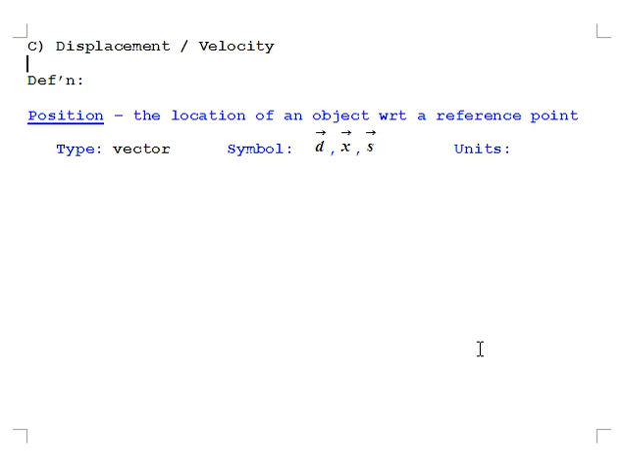There's a couple of symbols that you might see in physics. We typically will use the D, but sometimes people will use an X and an S. All vectors should have little arrows on top of them just to identify those measurements as vectors. We don't always do that in Physics 11, so we won't always have to put these little arrows on top of the symbols. And the location of an object, we measure in meters.